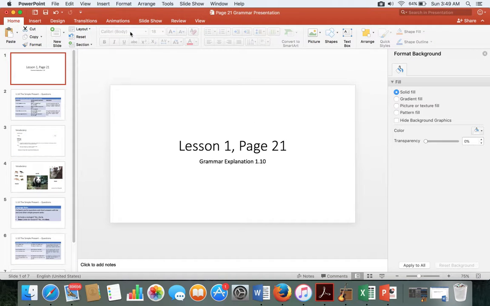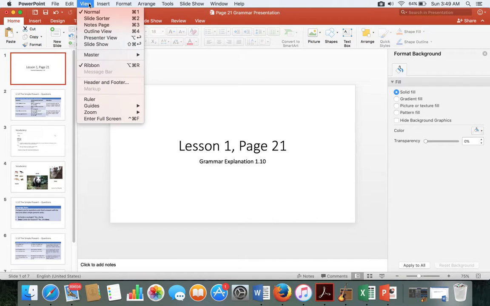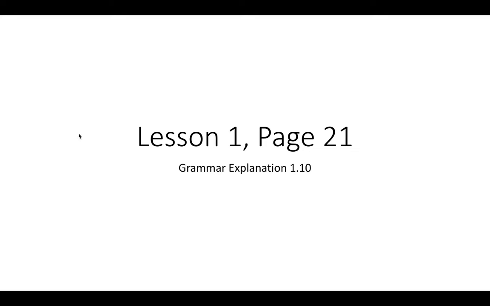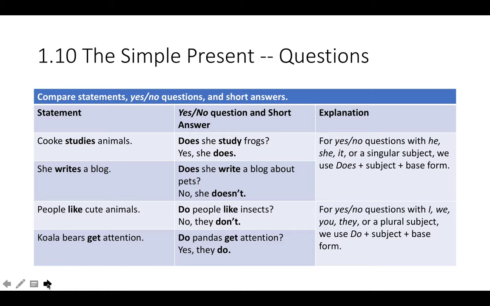Okay, this is Grammar Explanation 1.10. It's on page 21. And we can look at just a little vocabulary explanation before we get into the grammar explanation.